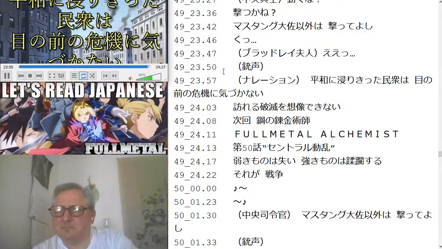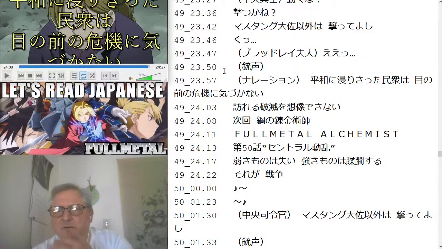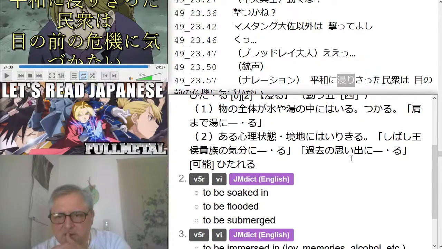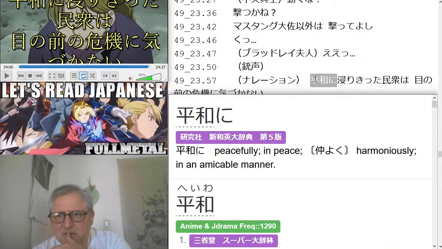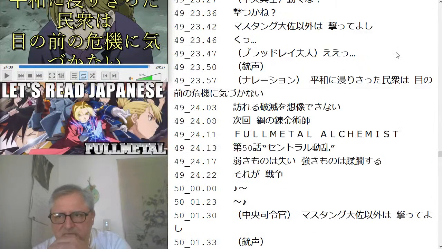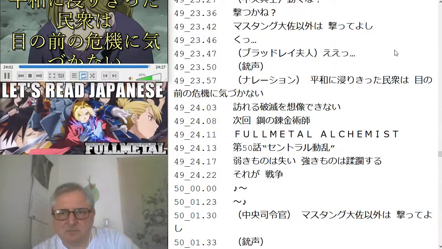Oh, peace kuttari. So that's submerged. Submerged in peace. Let's see something. Okay. So heiwa ni hittari.